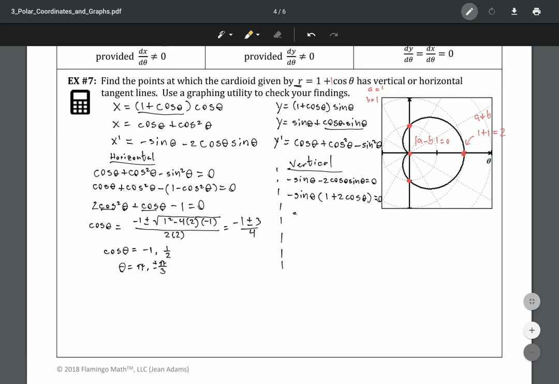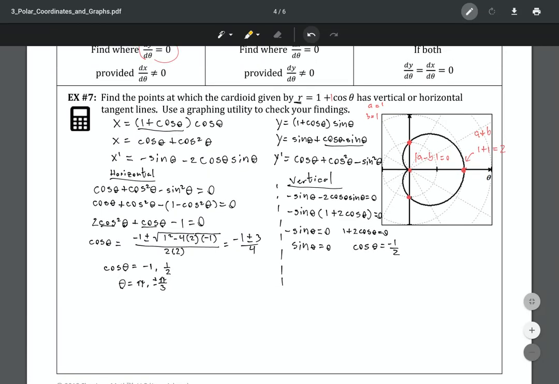So I have negative sine theta is equal to 0, and then 1 plus 2 cosine theta is equal to 0. So this is the same thing as having the sine of theta is equal to 0, and the cosine of theta is equal to negative 1/2.